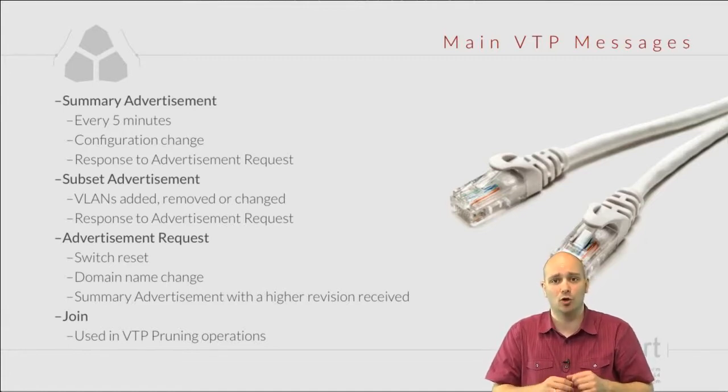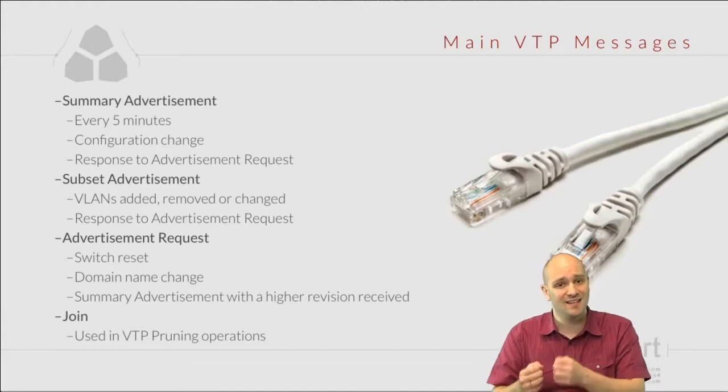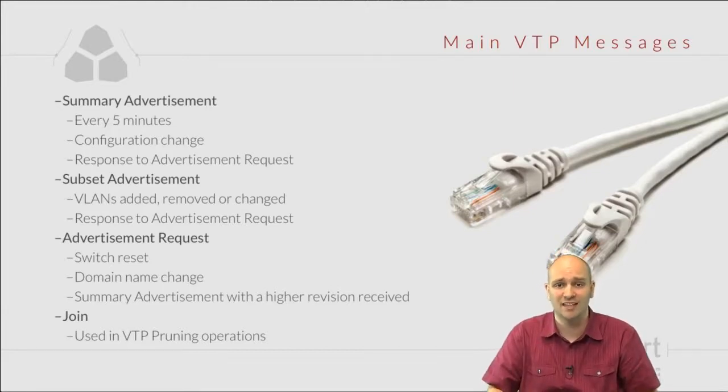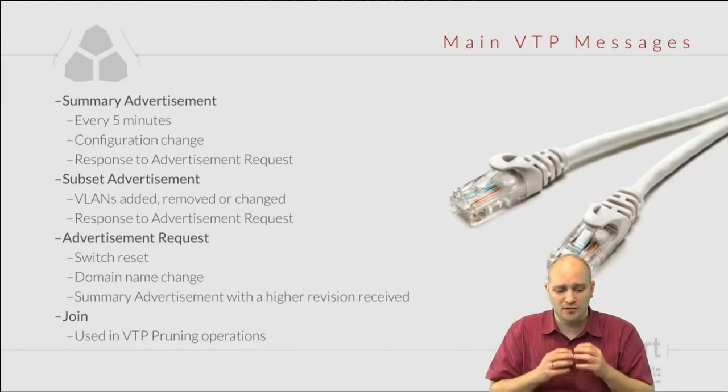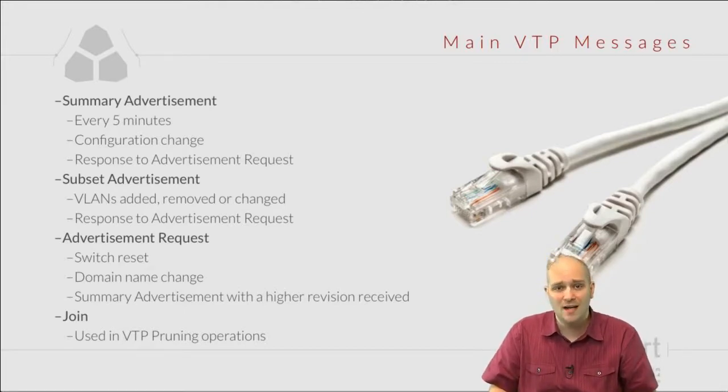Let's say that I had a domain called A and I change it to domain B. In that case, the switch will send the advertisement request to see if there is a server or a client out there in the network that may have a revision number higher than the locally configured one. Also, these messages, advertisement requests, are going to be sent when we receive a summary advertisement with a higher revision number than the one that we have in our own database. Lastly, VTP join message is used for VTP pruning operations, which I will explain a little bit later.